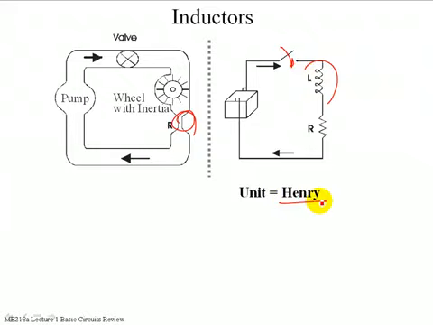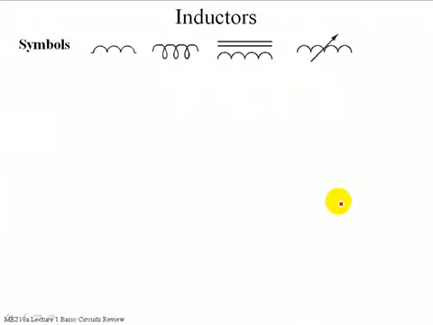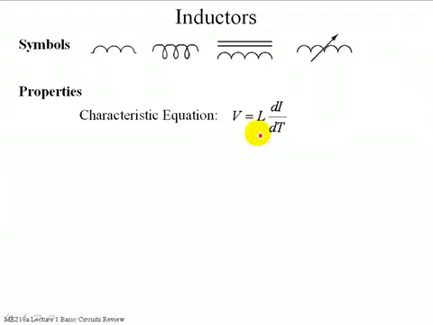We are typically dealing in the micro to millihenry range for the kind of inductors that we're likely to encounter. The symbols are just curly lines. The characteristic equation is L di/dt, where L is the amount of inductance.